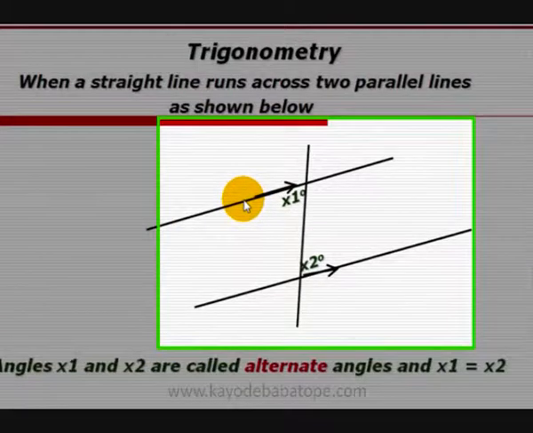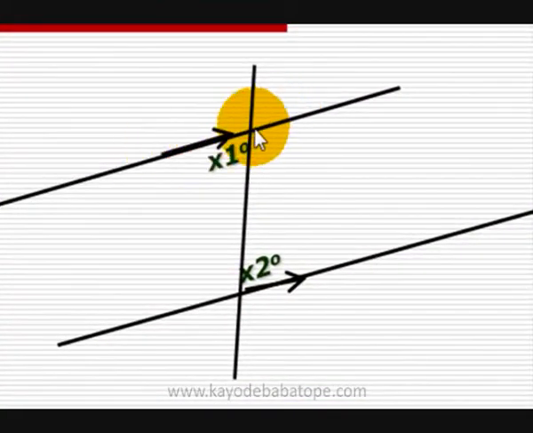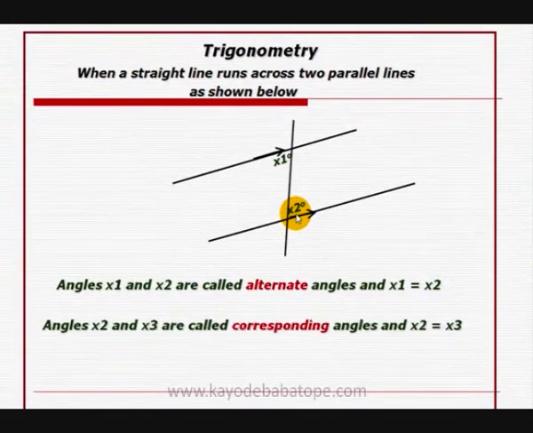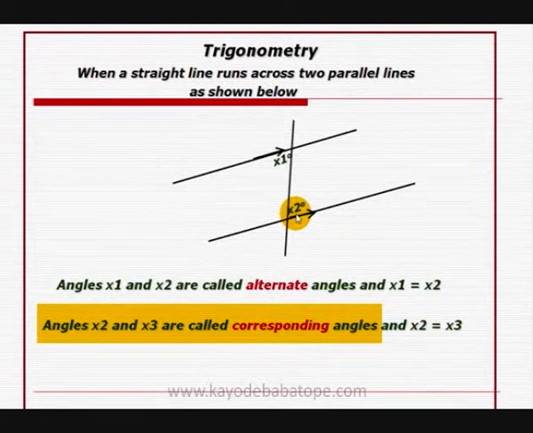For example, you can draw a Z this way and tell yourself the angles at the corners are always equal. They are called alternate angles. Angles X2 and X3 are called corresponding angles.